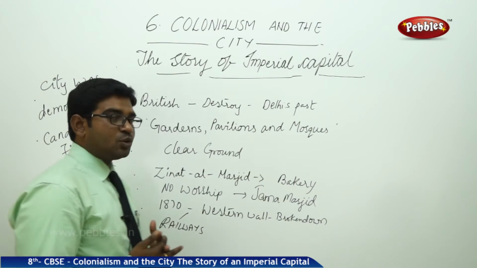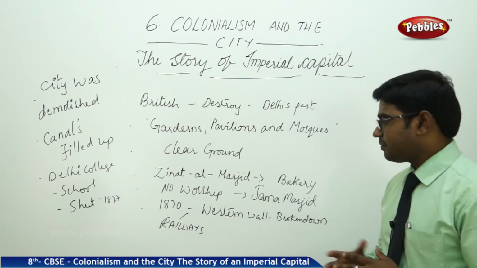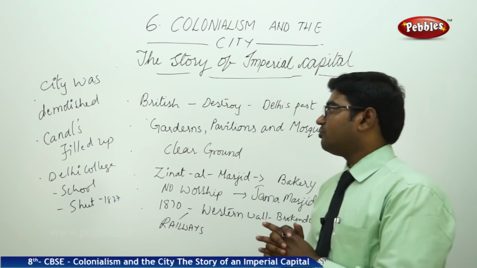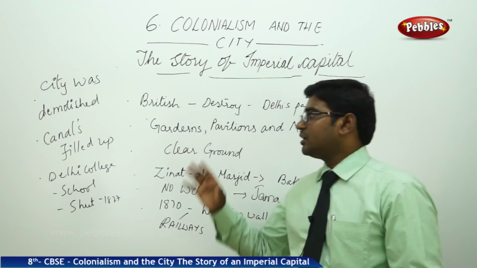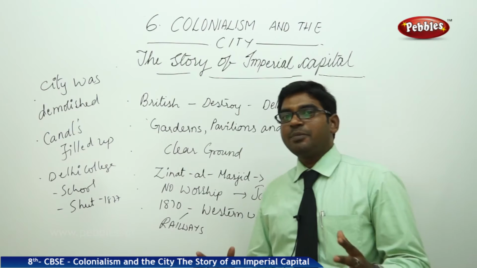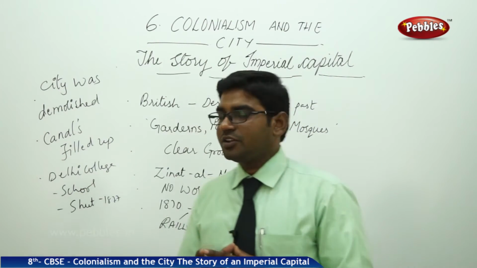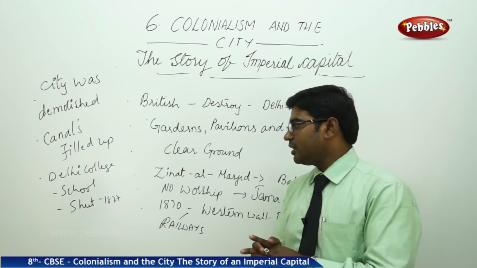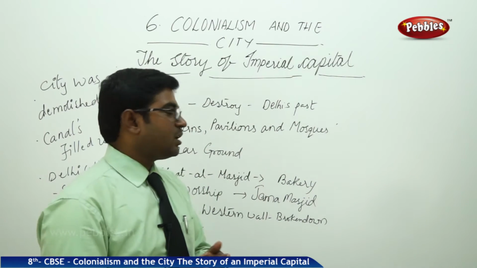And as time passed, in 1870, the Britishers broke down the western walls of the city and expanded the city beyond that and built railways for them. The city was demolished. They want to demolish the city. The canals were filled up for various security reasons because the Britishers want to eliminate the entire Muslim presence from the Delhi region. And the Delhi College, which was converted into a school, was finally shut down in 1877. So situations changed like this.